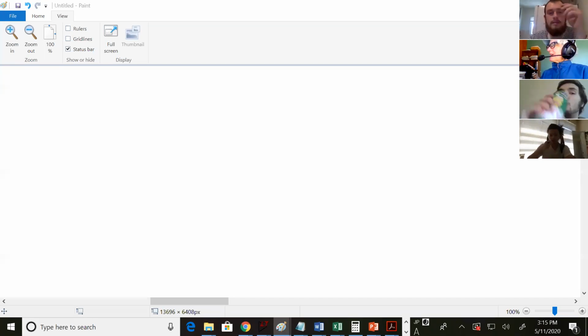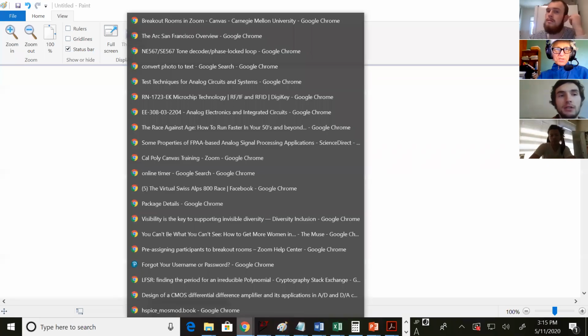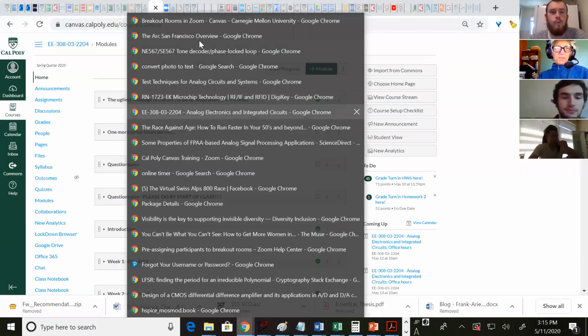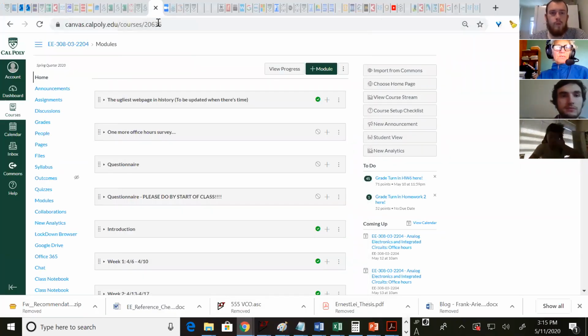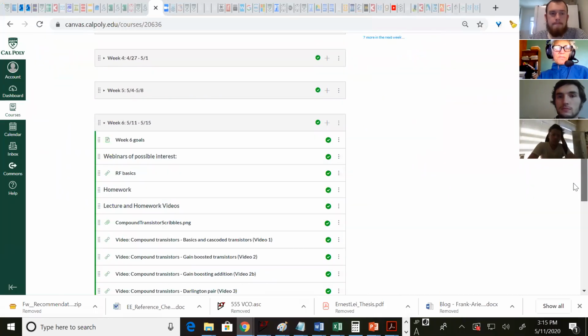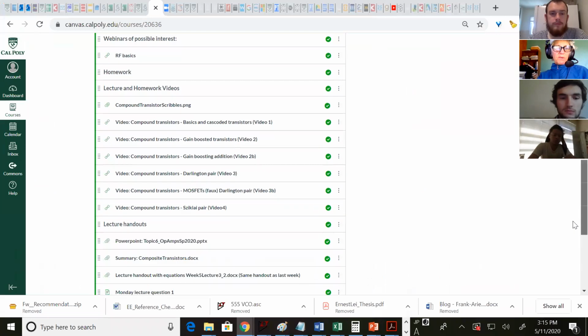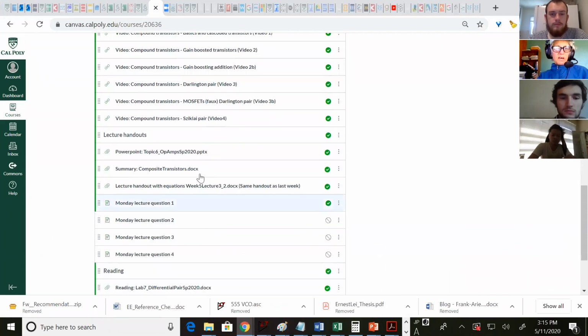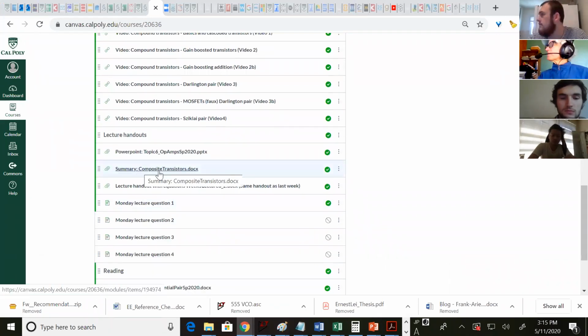So the handout for today is the one on Canvas. I still don't know how to make this a pretty website. It's this one, the summary composite transistors. That's the handout that I'll be going off of today.